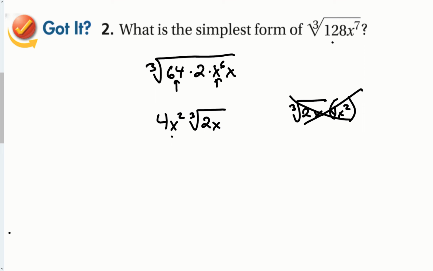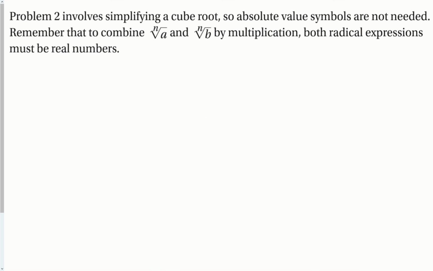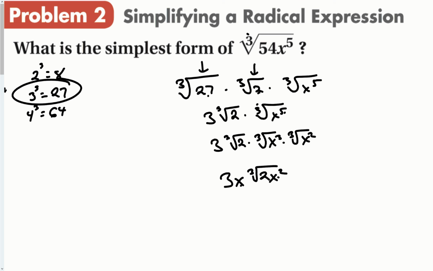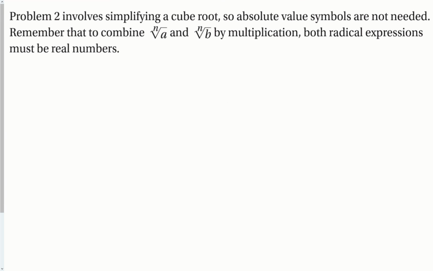This can get slightly confusing now. Problem 2 involves simplifying a cube root, so absolute values were not needed, right? Even-odd rule. We have a cube root. That's odd, so we didn't need it.